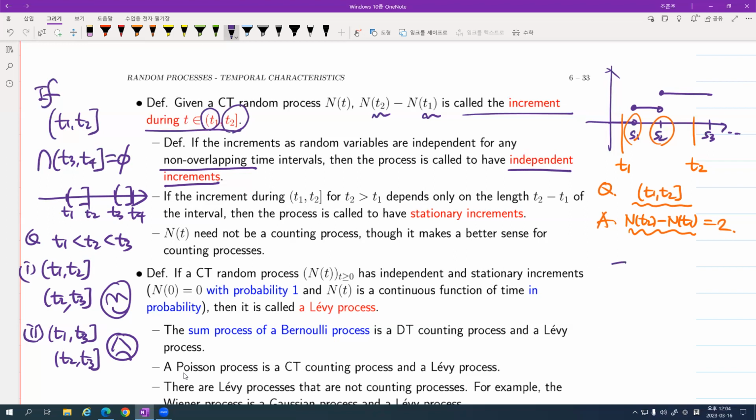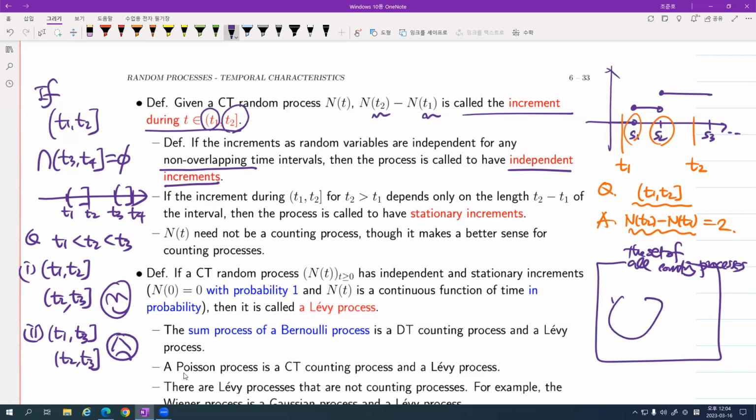So here is the set of all counting processes. So here is the set of counting processes that has the independent increment property. Okay, so for every pair of non-overlapping intervals, or given any finite number of non-overlapping intervals, given each interval you have a random variable, right? And these random variables are independent. Here goes such random processes.